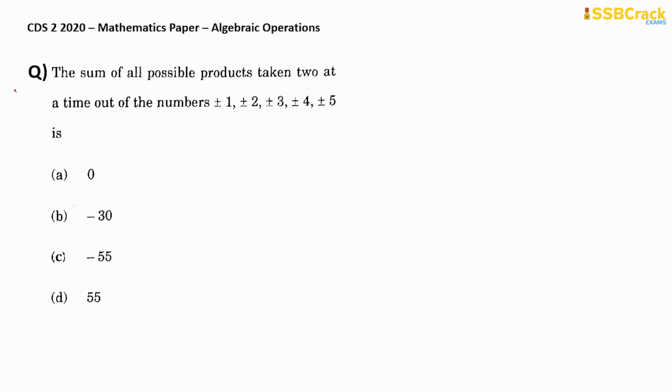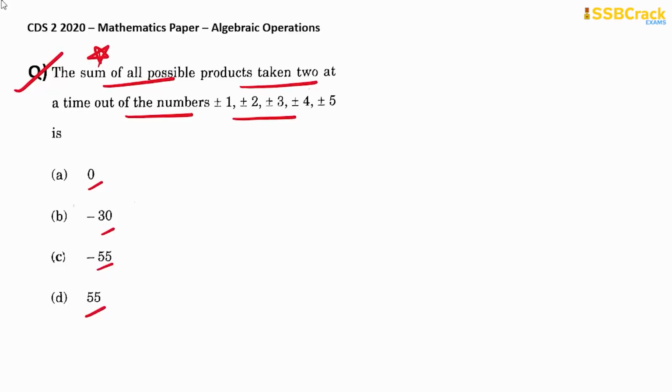Now coming to the next question. The next question states that the sum of all possible products taken two at a time out of the numbers plus 1, minus 1, plus 2, minus 2, plus 3, minus 3, plus 4, minus 4, plus 5, minus 5 is, and the given options are 0, minus 30, minus 55 and 55. If you have gone through the previous year questions, this is a repeated question. Now let me tell you how you should solve this question.